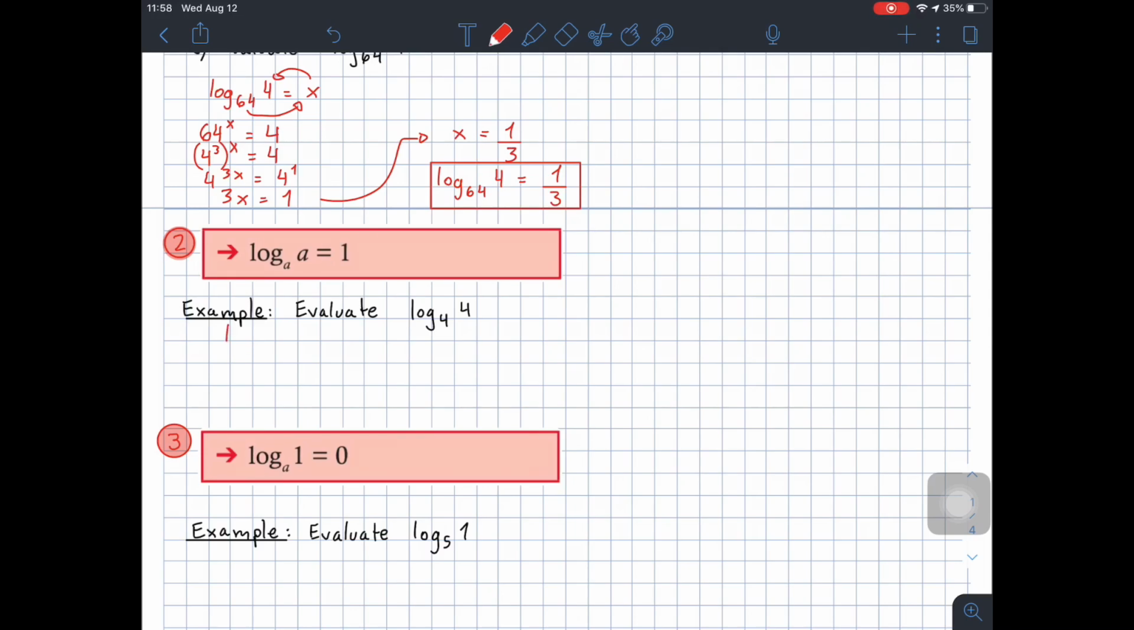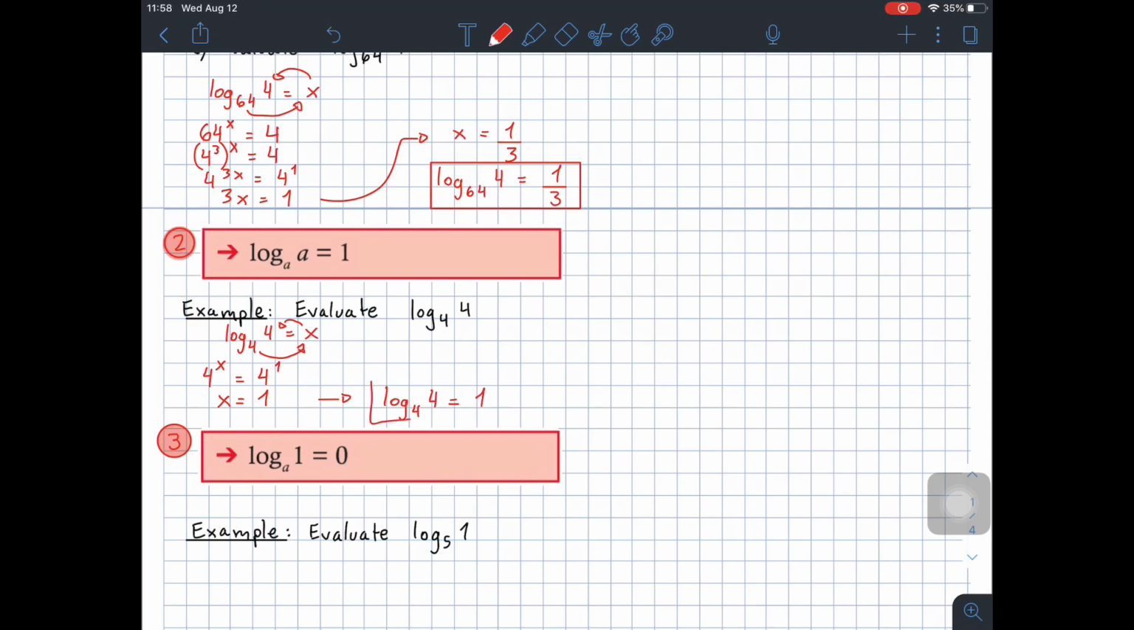We're going to say first that log base 4 of 4 is equal to x. I want to evaluate that. So 4 to the power of x should be equal to 4. This is to the power of 1, right? So we have the same base, so we can equate the exponents, and we're going to get that x is equal to 1. That means that log base 4 of 4 is equal to 1.